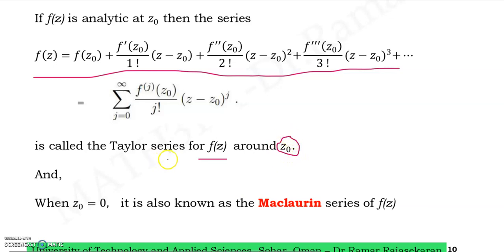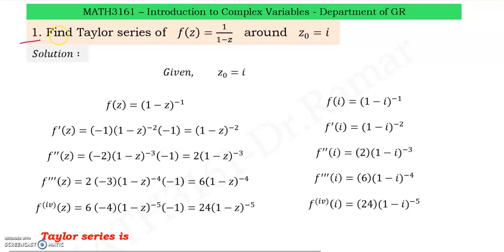Suppose we put z0 equal to 0 in the Taylor series, then the series is called the Maclaurin series. Now we will see question number 1. Find the Taylor series of the function f of z equal to 1 over (1 minus z) around z0 equal to i.